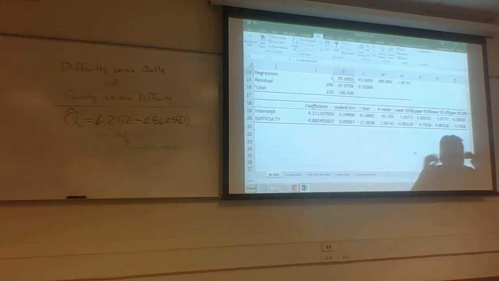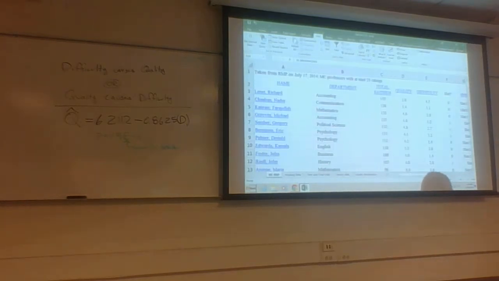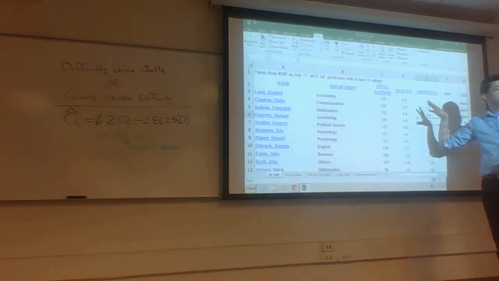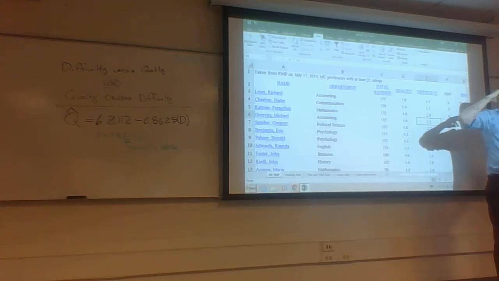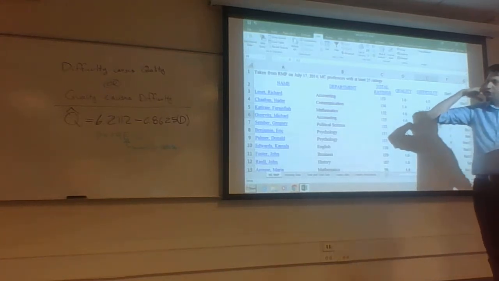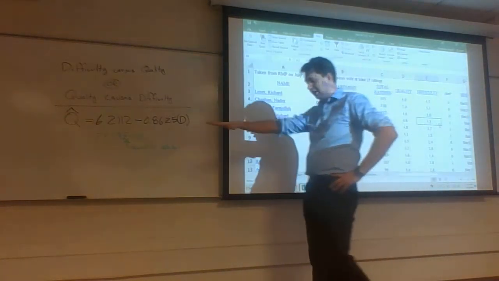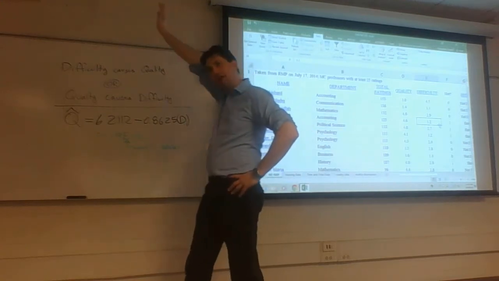So let me show you a quick and dirty way of this as well, because quick and dirty is also pretty fun. What we can do as well is make a scatter plot with this data. Now, we want to set it up so that difficulty causes quality, which means we want difficulty on the x-axis and quality on the y-axis.